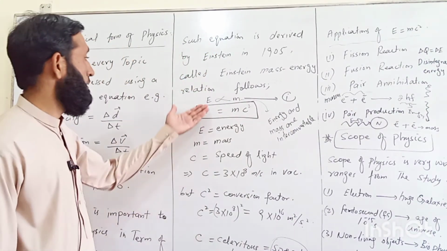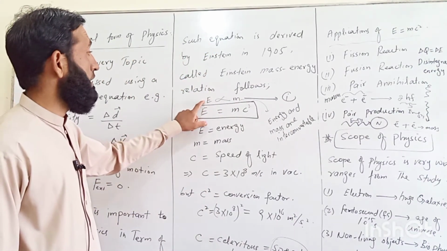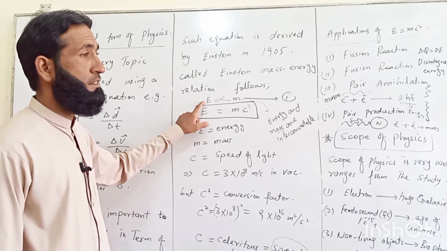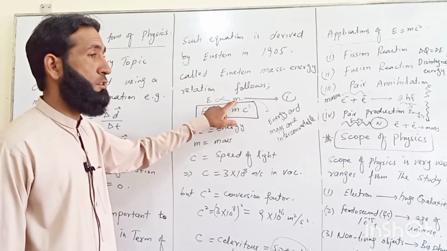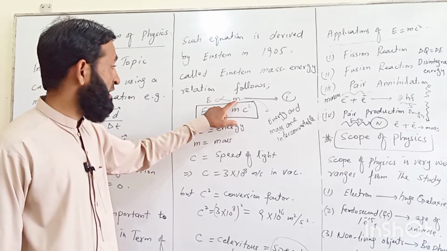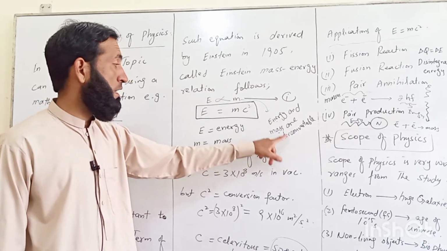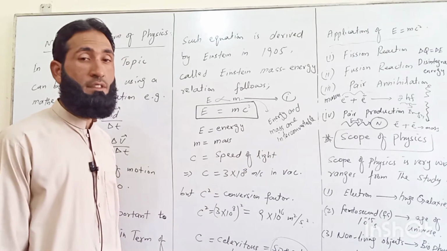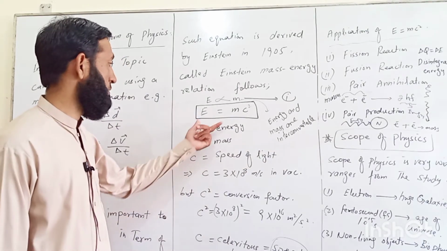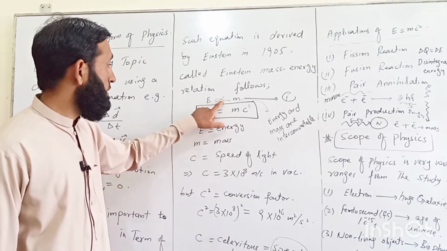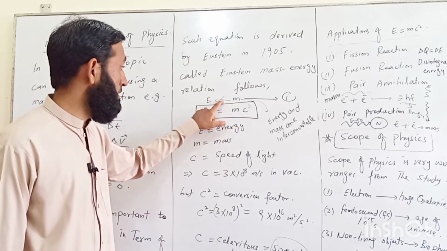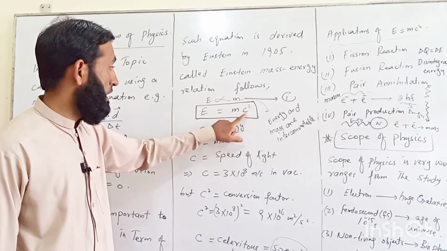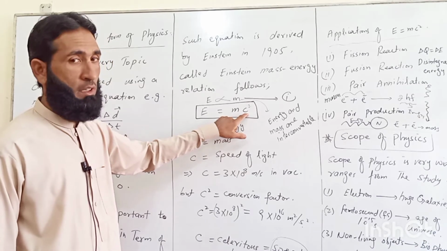Here in this equation, according to the Einstein mass energy relation, energy is directly proportional to mass. That is, energy and mass are interconvertible. We can convert energy into mass and mass into energy using this equation. Now, to remove this proportionality sign, Einstein placed a constant here, which is c square.